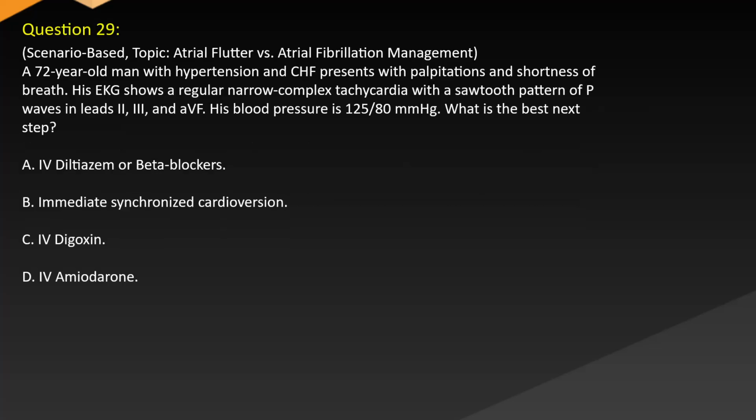Question 29. Scenario-based. Topic: atrial flutter versus atrial fibrillation management. A 72-year-old man with hypertension and CHF presents with palpitations and shortness of breath. His EKG shows a regular narrow complex tachycardia with a sawtooth pattern of P waves in leads II, III, and aVF. His blood pressure is 125/80 mmHg. What is the best next step? A. Diltiazem or beta blockers. B. Immediate synchronized cardioversion. C. Digoxin. D. Amiodarone.